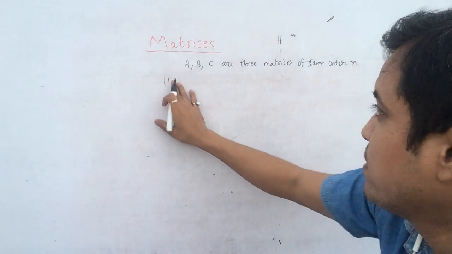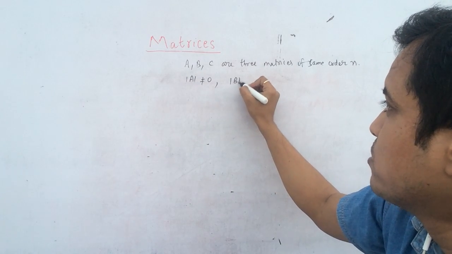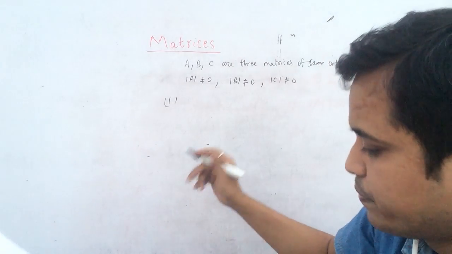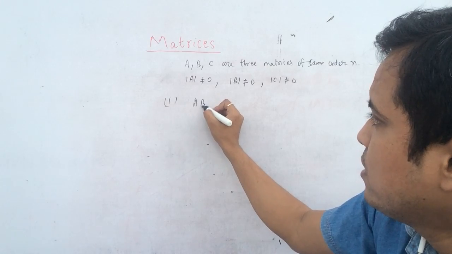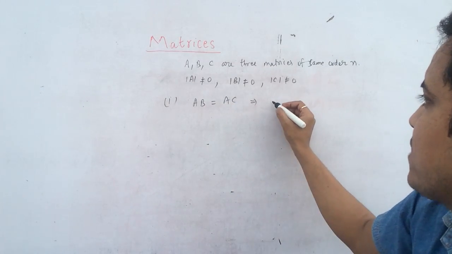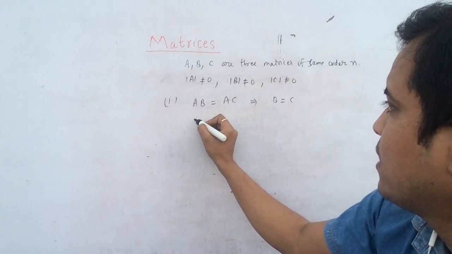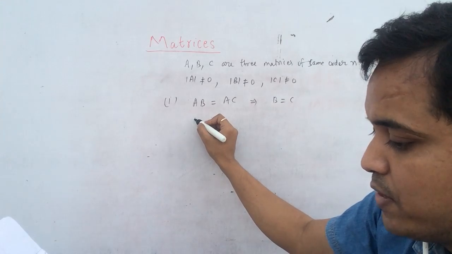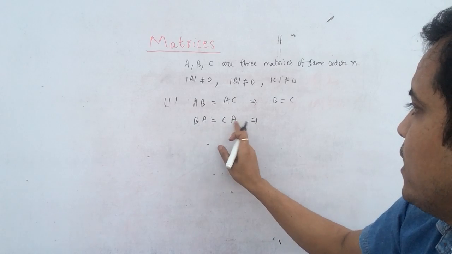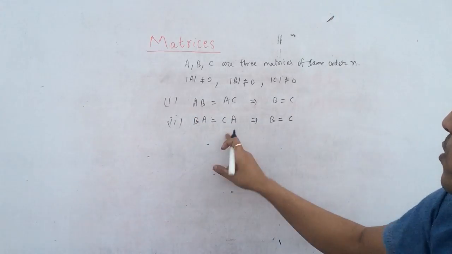The most important thing, that means determinant of A is not equal to 0, determinant of B is not equal to 0, and determinant of C is also not equal to 0. Then we have the property: if AB equals AC, then A and A can be cancelled, so B equals C. This is called left cancellation. And if BA equals CA, then A and A can be cancelled, so you will get B equal to C. This is called right cancellation.